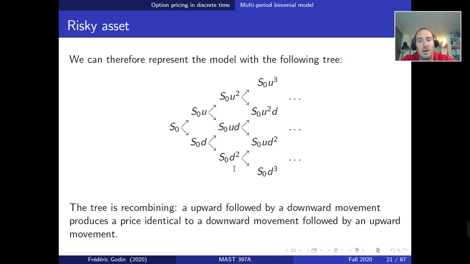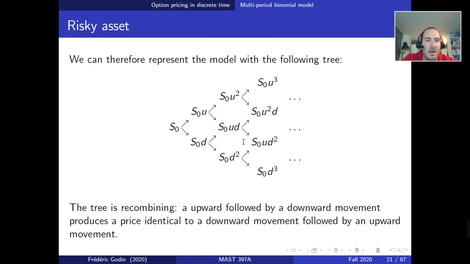And one thing that is important to notice is that this tree is said to be recombining. So if you have an upward movement followed by a downward movement, or a downward movement followed by an upward movement, you end up at the same value here, which is S_0 ud. Okay, so the order of the movements doesn't matter to determine where you are in the tree.